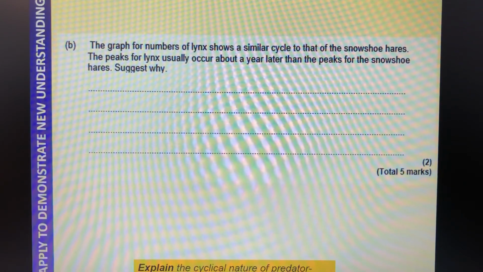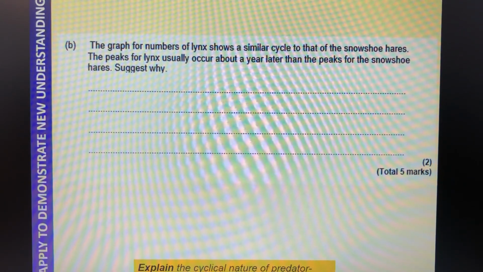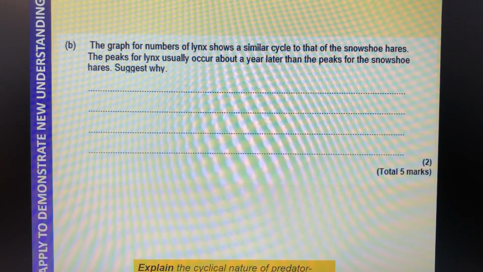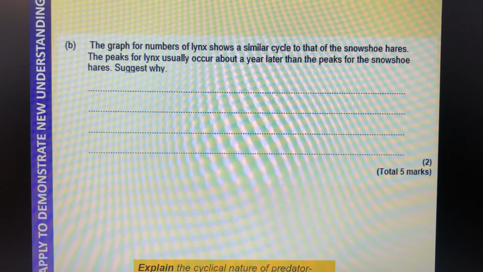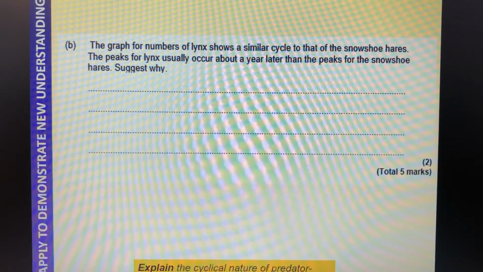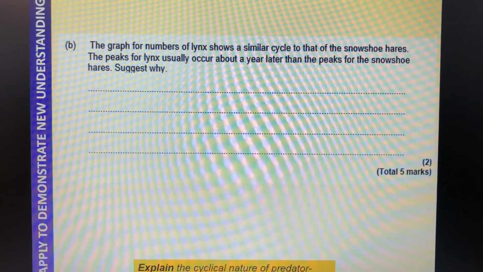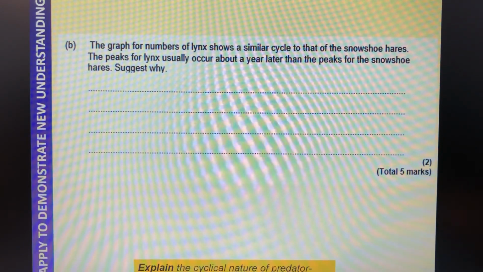The graph for numbers of lynx shows a similar cycle to that of the snowshoe hares. The peaks for lynx usually occur about a year later than the peaks for snowshoe hares. Suggest why for 2 marks. Again, if you can pause now to finish that question, and then we'll do some green penning.